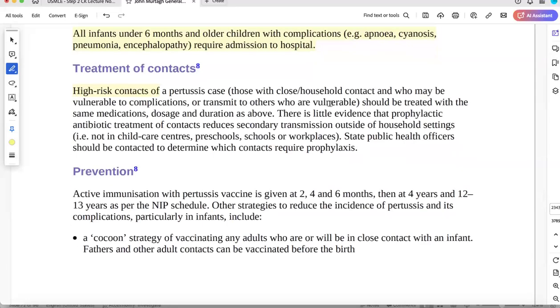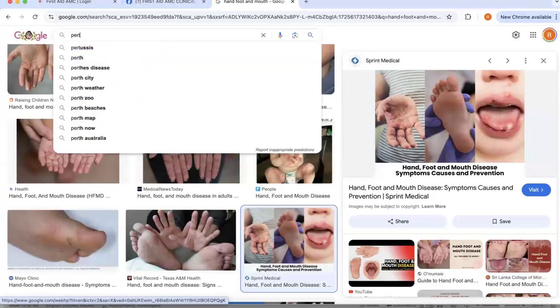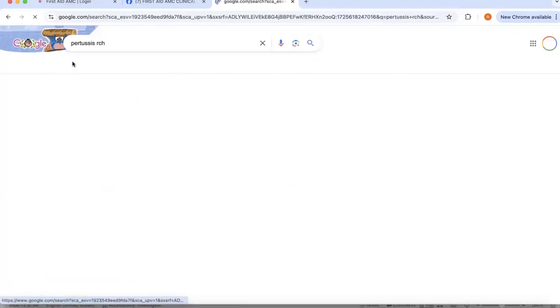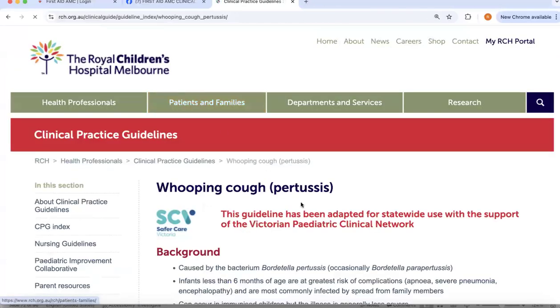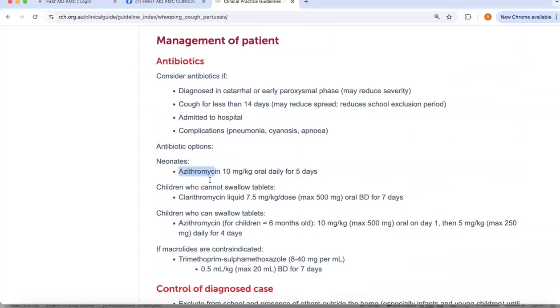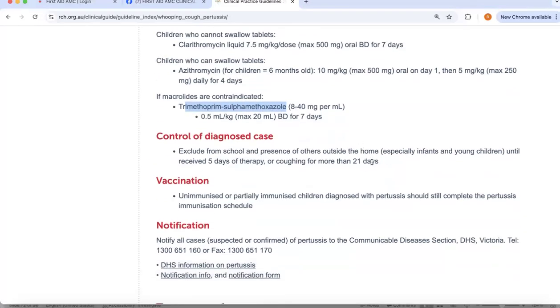So according to the RCH, I'll show you from RCH because it becomes easier for you. It's not very well written in GEM. So if you go to RCH, so write pertussis RCH, and then we go to RCH. So if you see the RCH mainly, the antibiotic is the same, azithro, clarithromycin. If a patient cannot tolerate azithro or clarithromycin, that means allergy to macrolides, then we can go for Bactrim, which is trimethoprim sulfamethoxazole.